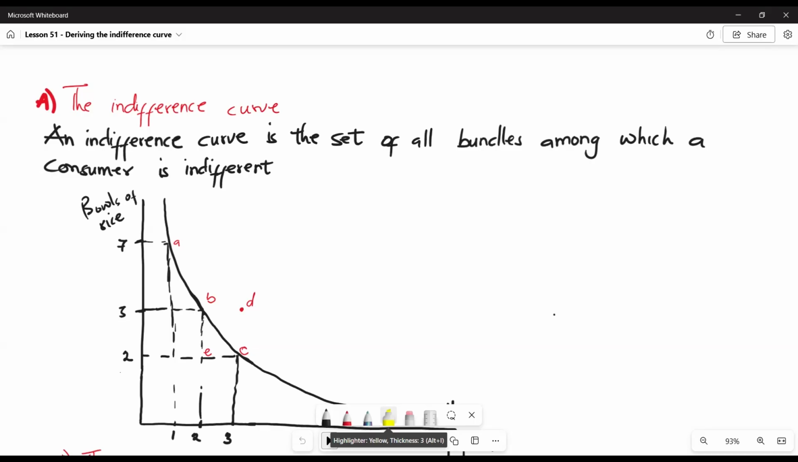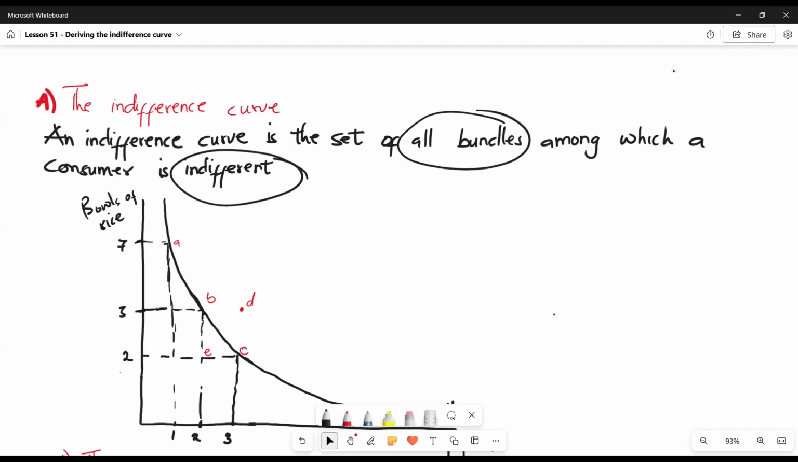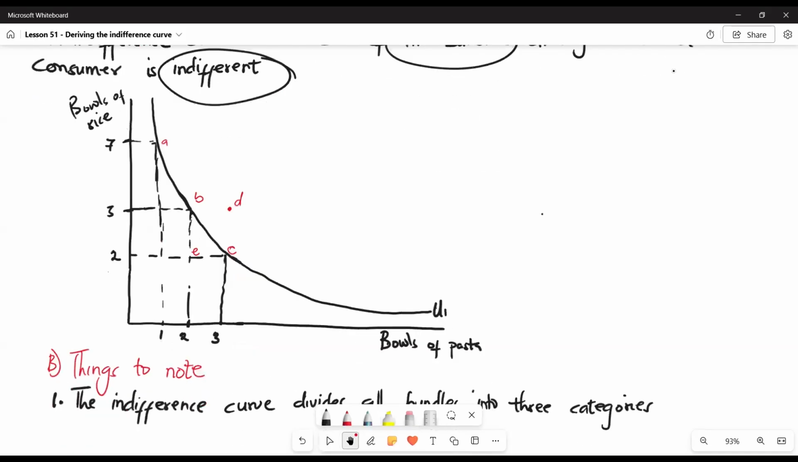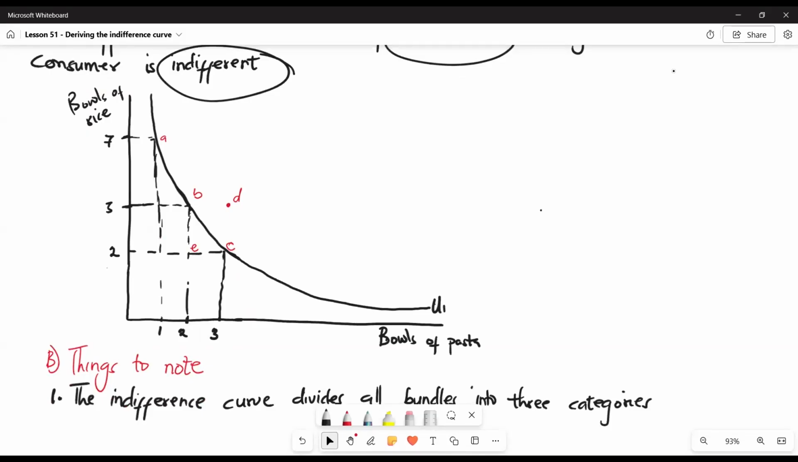Today we'll be moving on to deriving the indifference curve. An indifference curve is the set of all bundles among which a consumer is indifferent. Let's assume a consumer named Ella and that her preferences satisfy all the three assumptions that we stated in our previous lesson, which is completeness, transitivity, and non-satiation.